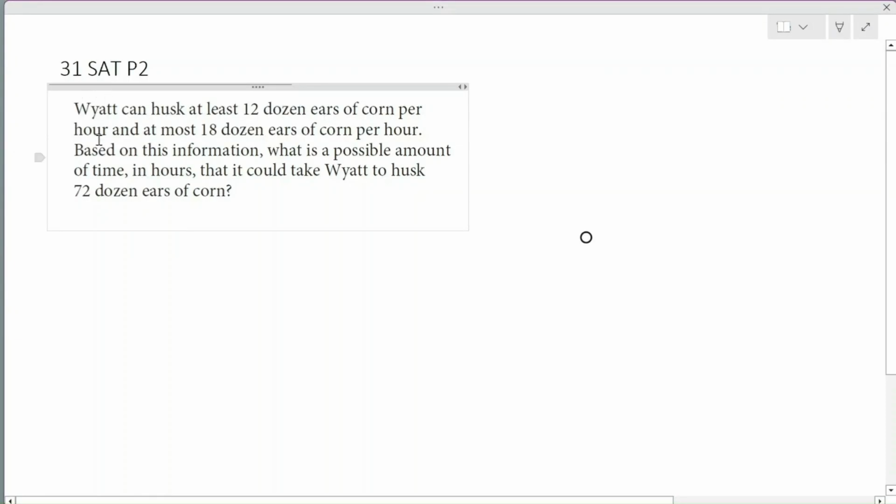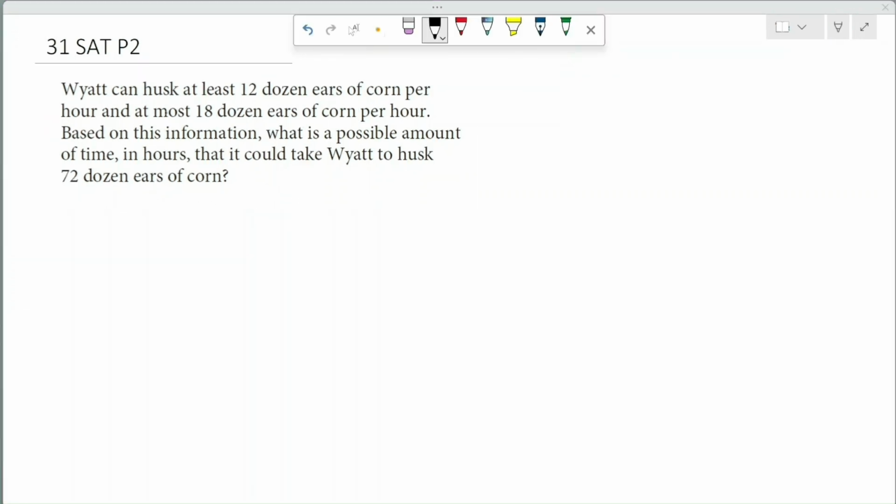Question 31. Wyatt can husk at least 12 dozen ears of corn per hour and at most 18 dozen ears of corn per hour. Based on this information, what is a possible amount of time in hours that it will take Wyatt to husk 72 dozen ears of corn? This question is not really hard, but it requires that you comprehend what it's saying.